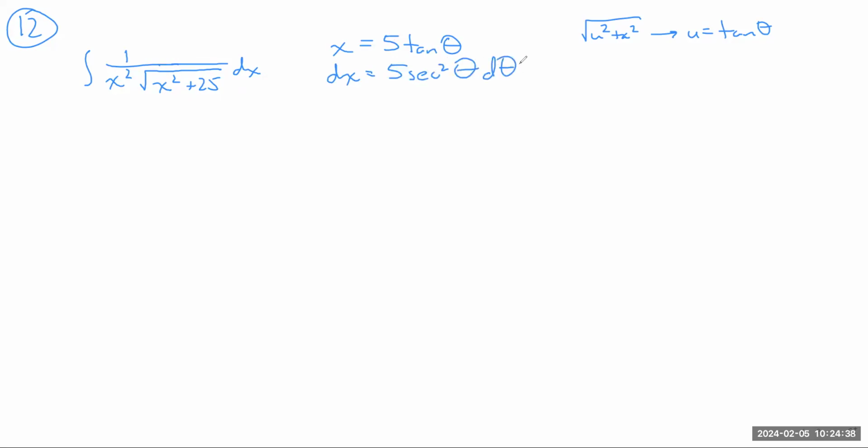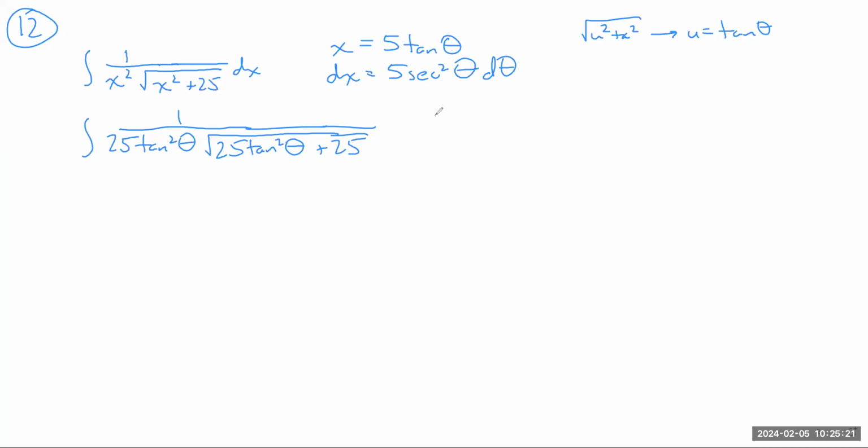All right, now what can we do? You substitute all the x's. So let's transform this. So 1 over 25 tangent squared theta times the square root of 25 secant squared theta plus 25. Should it be tangent squared theta under the radical? Yeah, I'm getting ahead of myself right now. All right, so we're done transforming the integral.